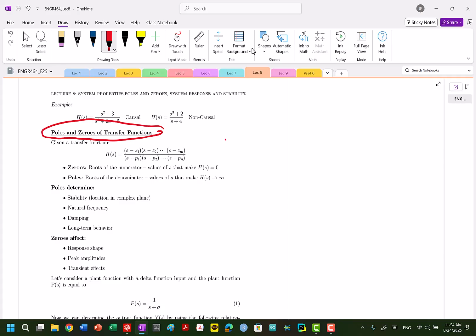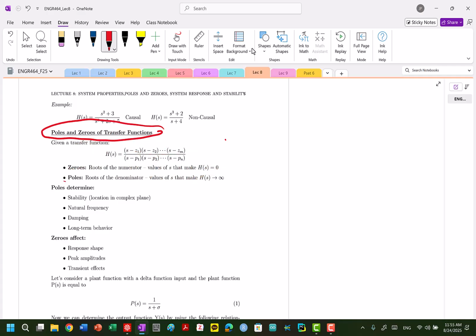We need to know how we can leverage them to, again, the whole idea of this class is controlling our system, to control those values. So let's say we have this transfer function. The zeros are the roots of the numerator. Basically, what's going to make this top part 0. So zeros are the roots of the numerator. Poles are the roots of the denominator.